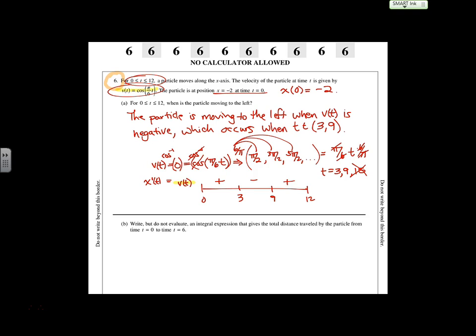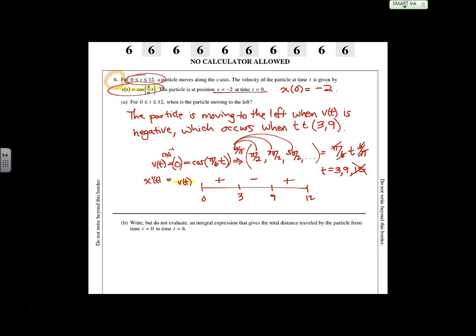But if this was the AP, I personally would put cosine inverse because that's only one value. I would have just gone from that statement of 0 equals cosine of pi over 6 t to, oh, that happens at pi over 2. That's probably the best way to show that. Okay, that was letter B.